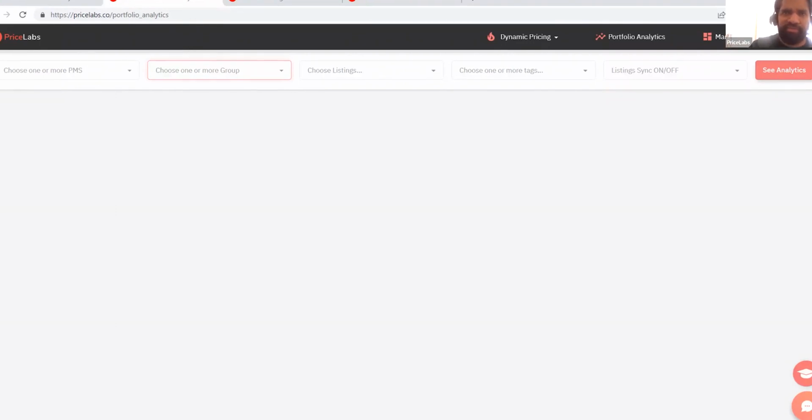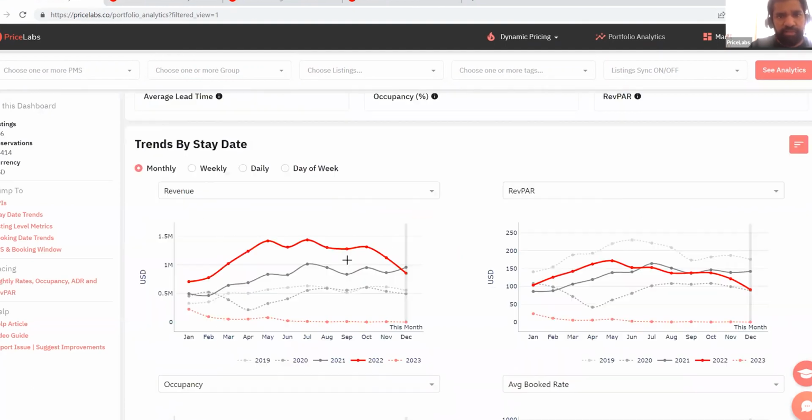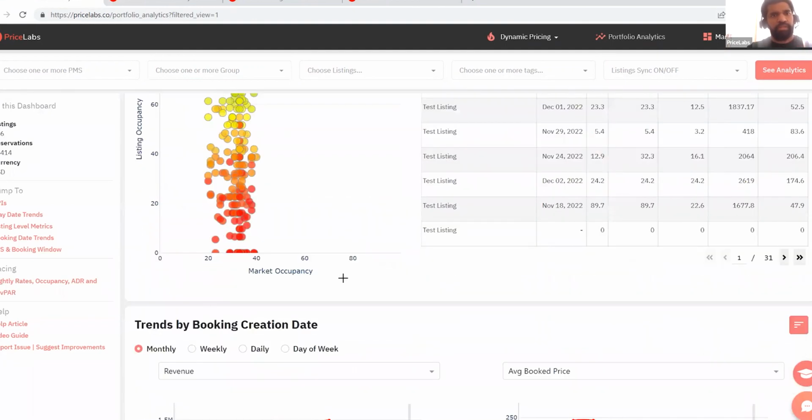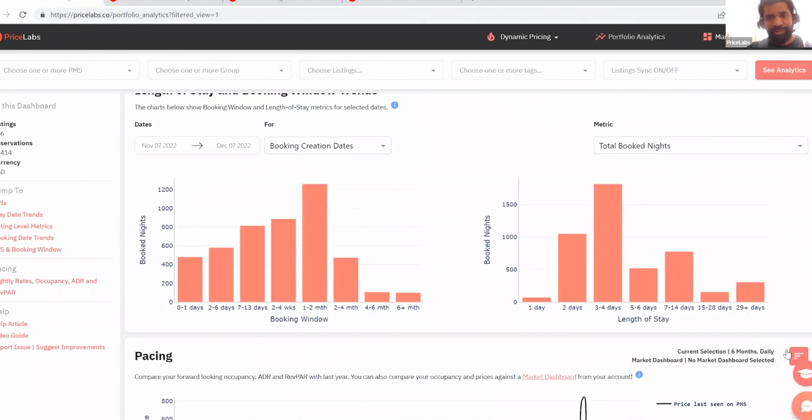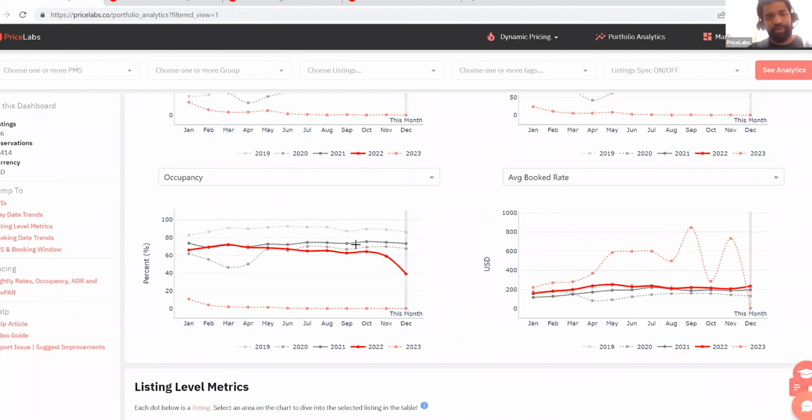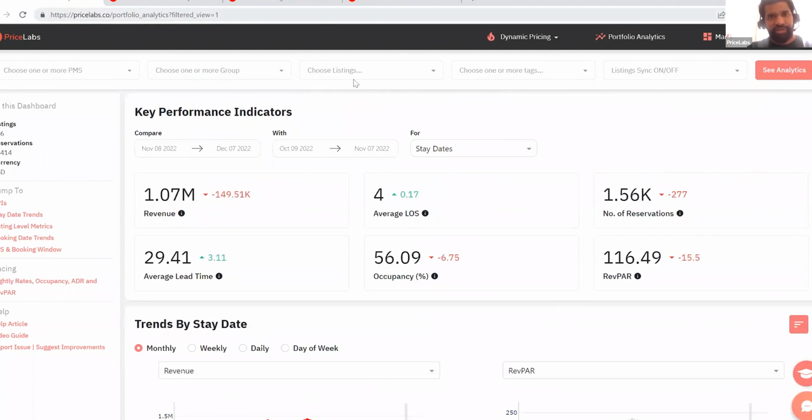So you'll click See Analytics, and something like this will load. This is very graph heavy, so don't get overwhelmed. These are fairly simple to read. It can just seem overwhelming because there's a bunch of it here.